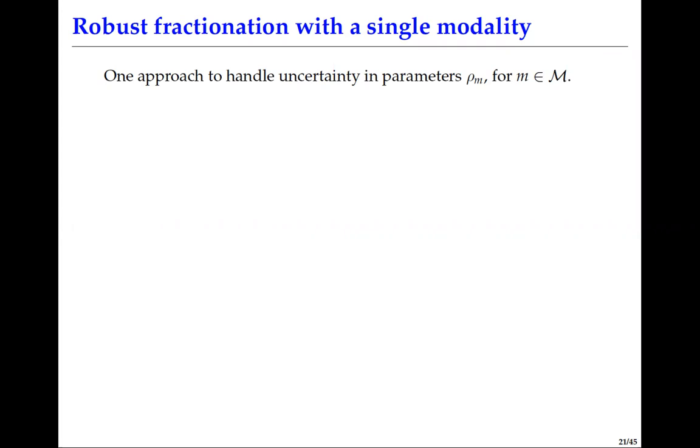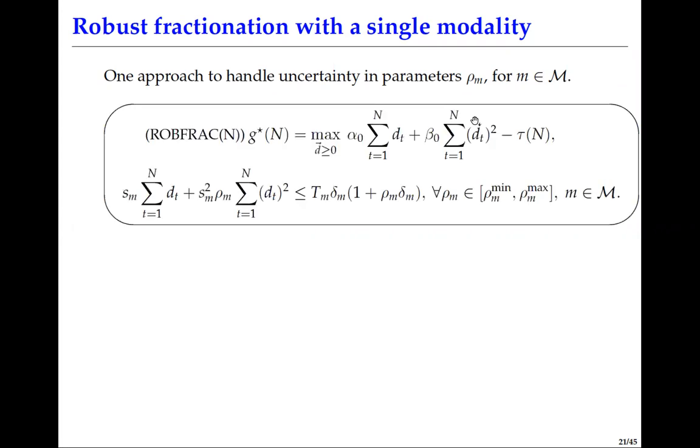So one approach to handle uncertainty in the rho m parameters for the normal tissue is to change the formulation of that problem as follows. So again, let's look at the case where n is fixed. The objective function, I did not change it. I left it as it was.